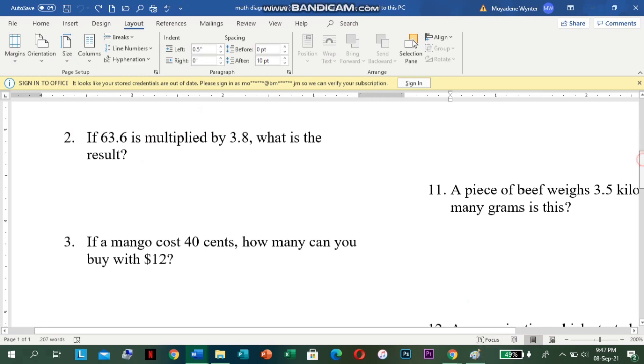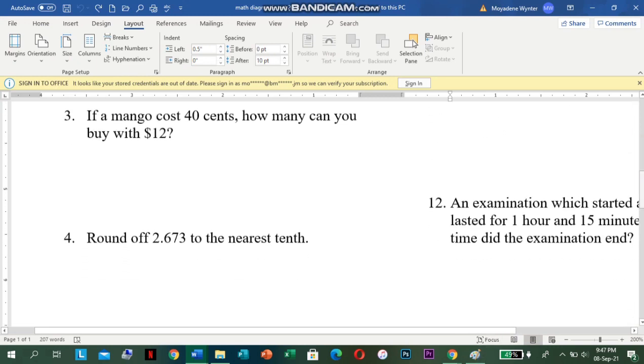All right, so number 3, it says if a mango costs 40 cents, how many can you buy with $12? So if a mango costs 40 cents, how many can you buy with $12? All right. So if a mango costs 40 cents, how many can you buy with $12?